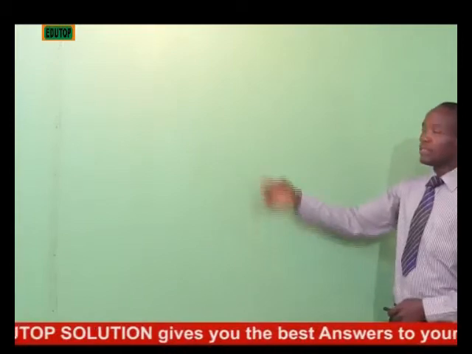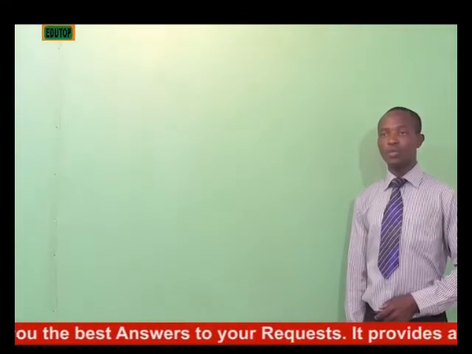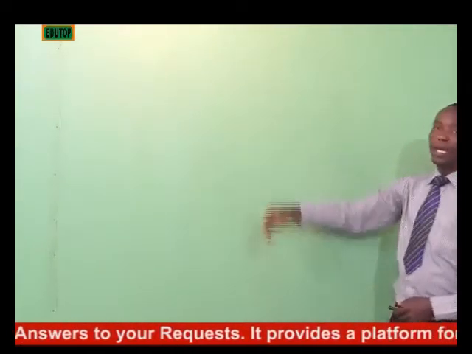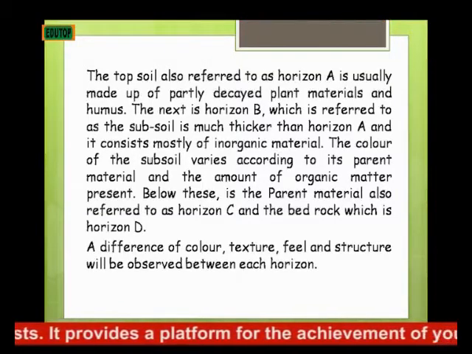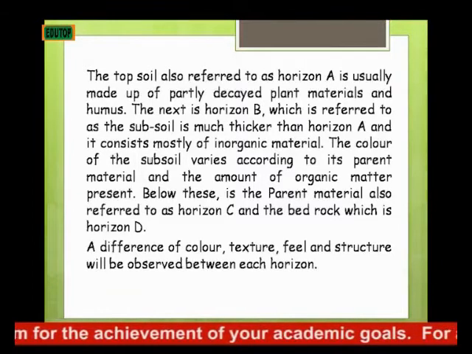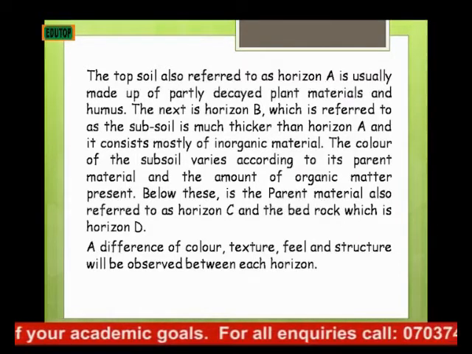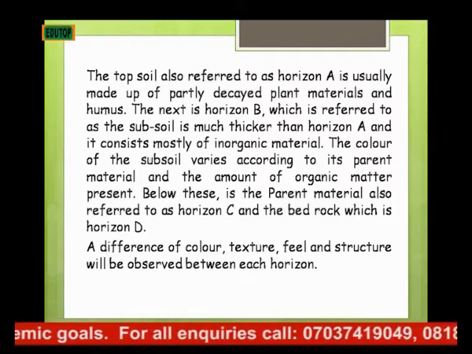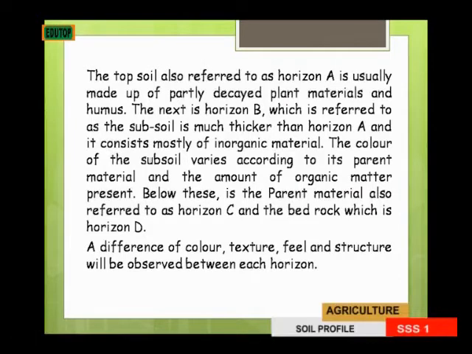The topsoil, also referred to as horizon A, just as we can see here, is usually made up of partly decayed plant materials and humus. The next is horizon B, which is referred to as the subsoil. It's much thicker than horizon A, and it consists mostly of inorganic material. The color of the subsoil varies depending on the organic matter present and the parent material from which it is formed.